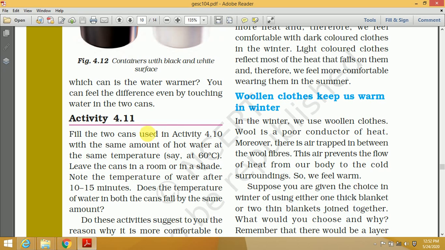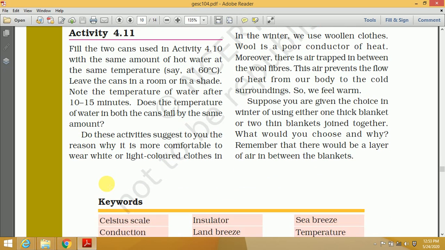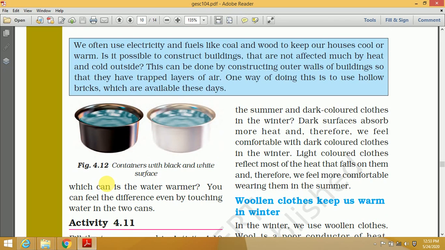One more activity is that fill the two cans used in activity 4.10 with the same amount of hot water at the same temperature, say at 60 degrees. Leave the cans in the room or in a shade. Note the temperature of water after 10-15 minutes. Does the temperature of water in both the cans fall by the same amount? Do these activities suggest to you the reason why it is more comfortable to wear white or light colored clothes in the summer, and dark colored clothes in the winter?